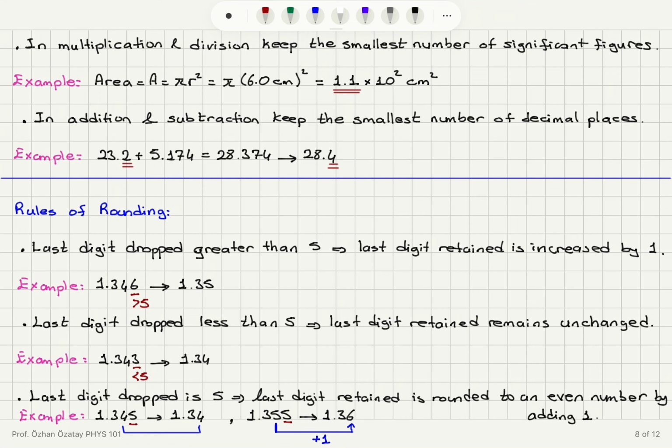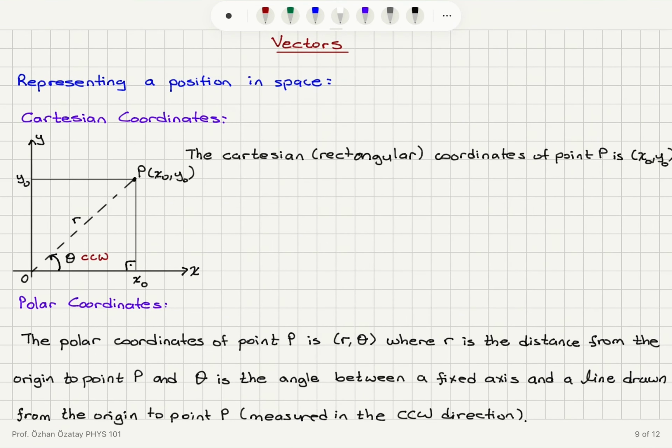And in keeping the smallest number of significant figures, we have to do rounding. For that, we check the digit that we're going to drop. If it is greater than 5, we add 1 to the last digit retained. Less than 5, we keep the last digit retained unchanged. If it is 5, then we check if the last digit retained is even or odd. If it's even, we do nothing. If it's odd, we add 1.